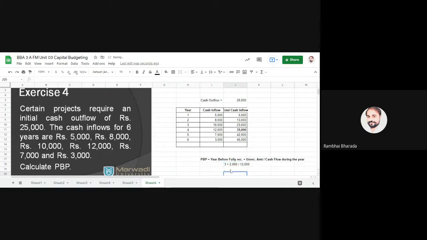Are we clear about this? Because your concept and identification of numbers is important. Calculation is not that important and not that difficult. If you understand the concept, the method or technique, the calculation is easy. Just one time division and second time plus. So now divide: 3 plus 2 upon 12, 2,000 upon 12,000. Do the calculation properly.